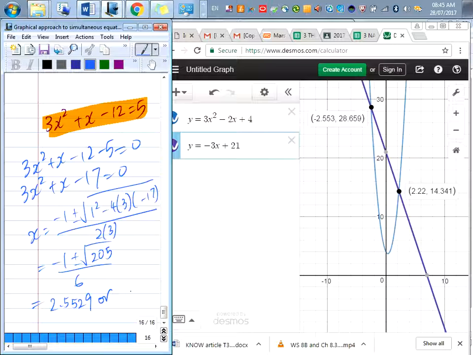The other one, what do you get? 2.21? Okay. Then after that you round it off, you get negative 2.553 or 2.22. Okay? And this is what we see from the x coordinates of the points of intersection. So whatever you have learned in the past, it is applicable and it is shown in a graphical form this way. Okay?